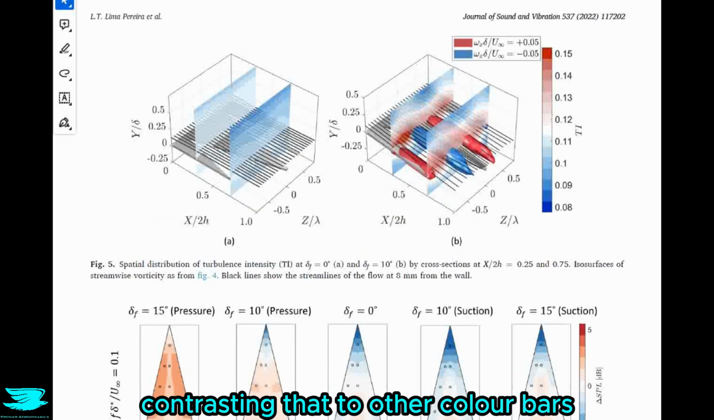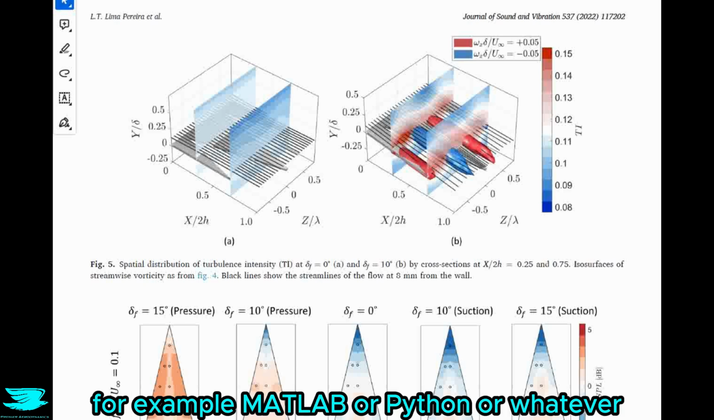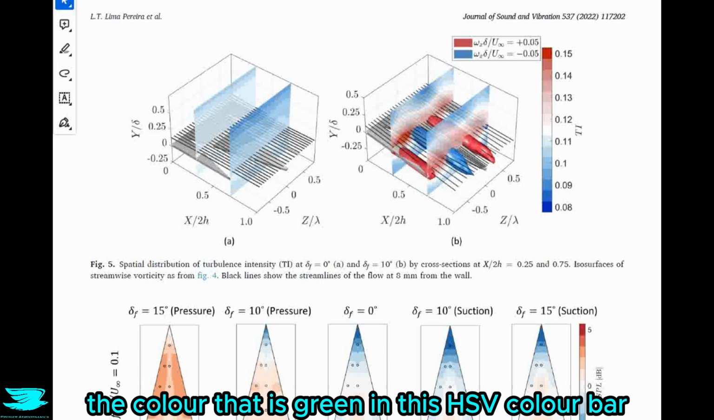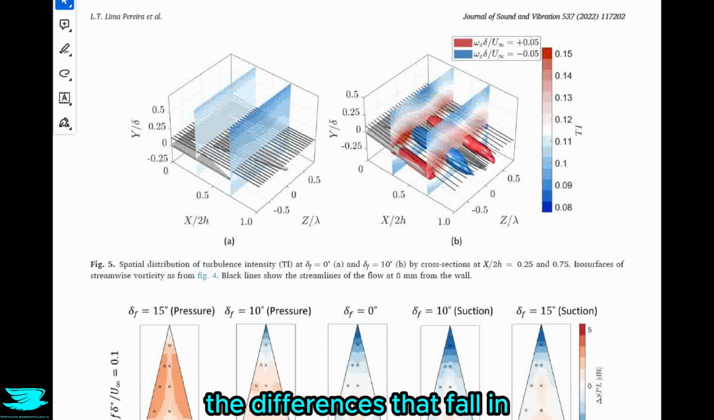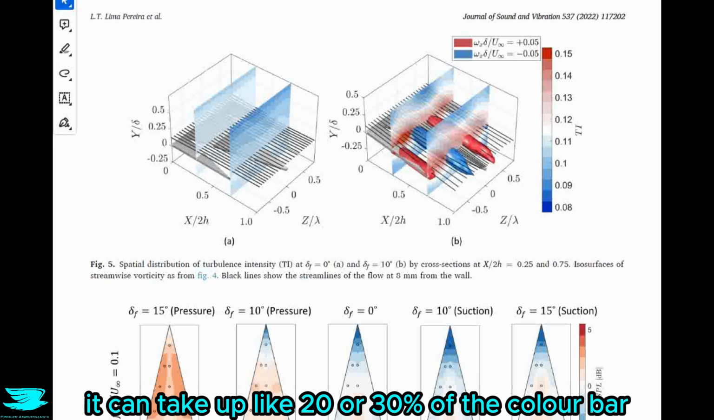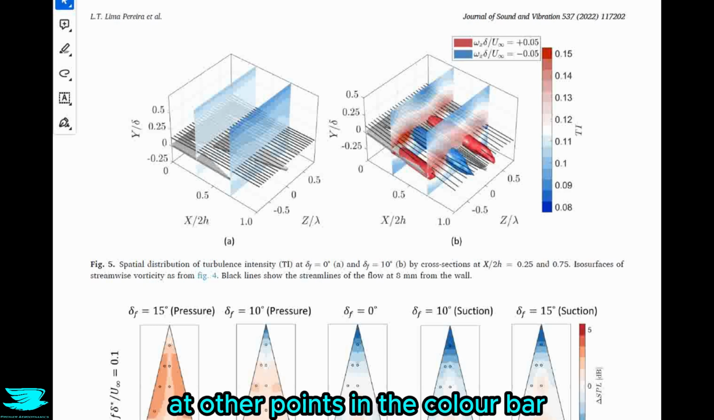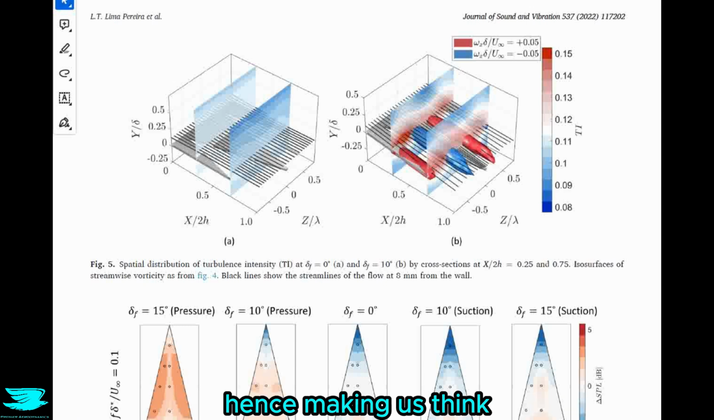Contrasting that to other color bars, for example, the HSV one, which is a common color bar across software, for example, MATLAB or Python or whatever, the color green in this HSV color bar represents so much of the entire color bar that it becomes difficult to actually distinguish the differences that fall in this green color. It can take up like 20 or 30% of the color bar. What that means is that minor changes at other points in the color bar equate to very different visual changes in color, hence making us think that the differences are far greater than what they actually are.